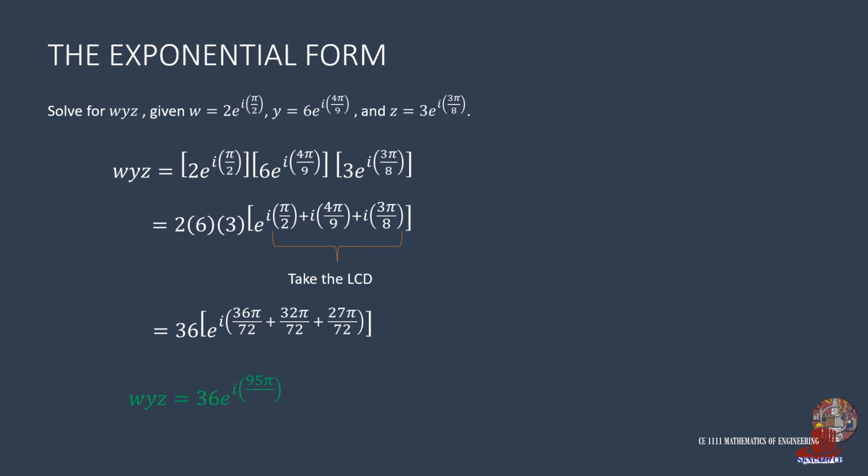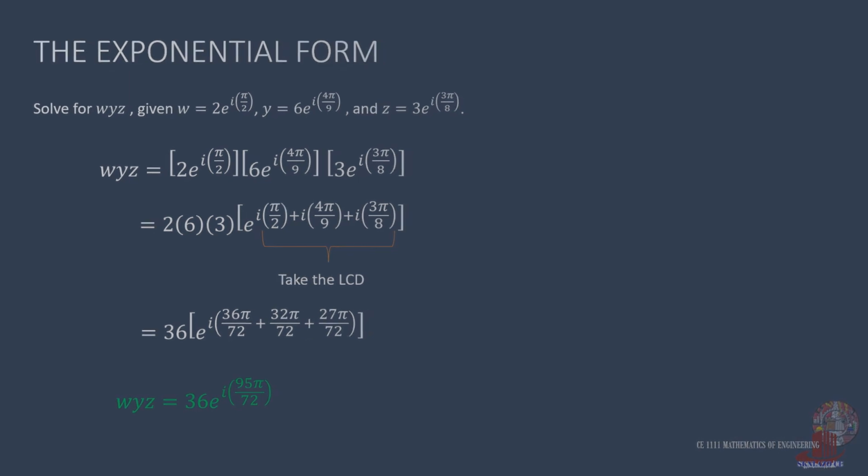They are then simplified to have the complex number wyz as 36 times e raised to i times 95 pi over 72.